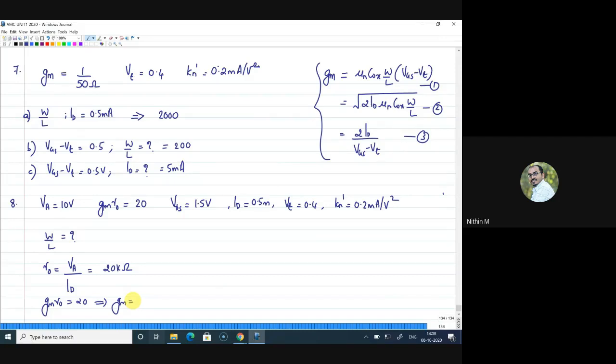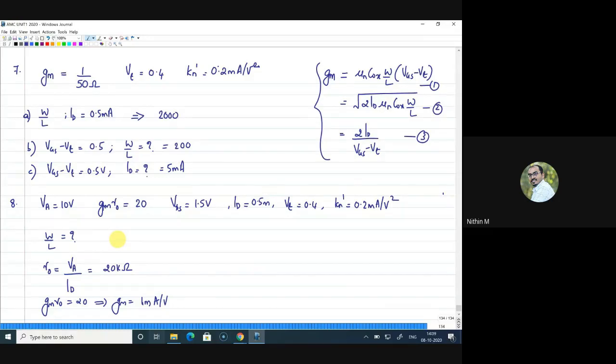So what is the gm value? gm is 1. Okay, it is not 0.5, it is 1 milliamp per volt. Mohan, can you check where you missed? It is not minus 1 also, it is 1 milliamp per volt. Probably you are taking it as minus in some way.